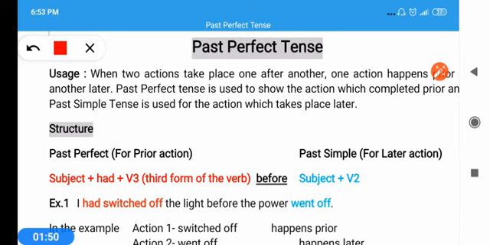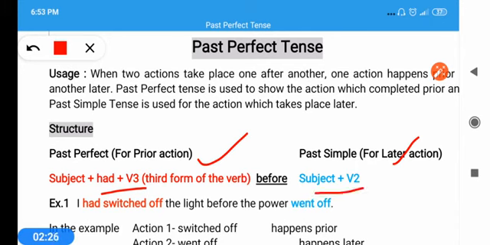So here I am telling you how it is used. Past perfect is used to show two actions: one action which happens first and a second action which happens later. It means two actions are happening together. One is completed first and one is after that. So for the first one which is completed we use had plus V3, and for the second one, which is completed later, we use the second form of the verb.